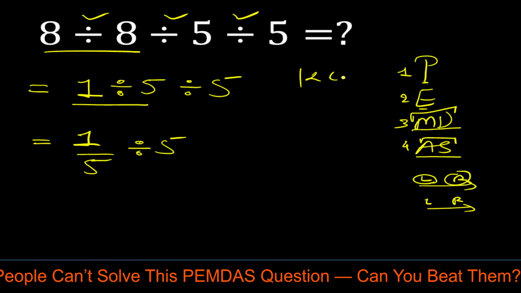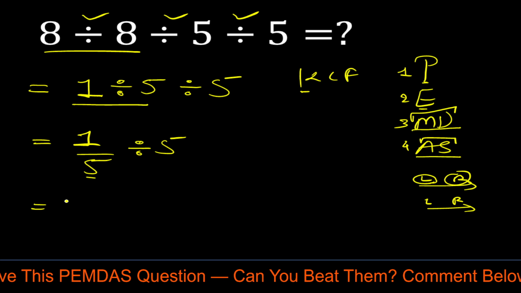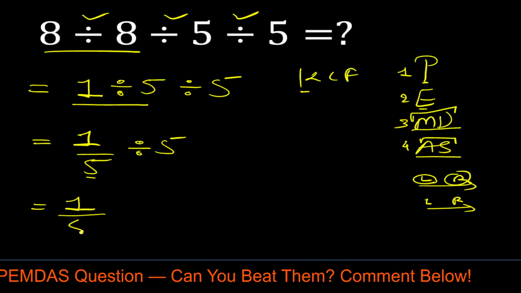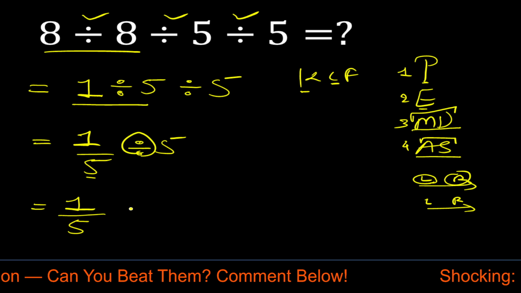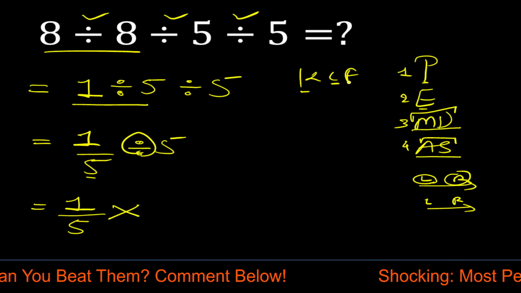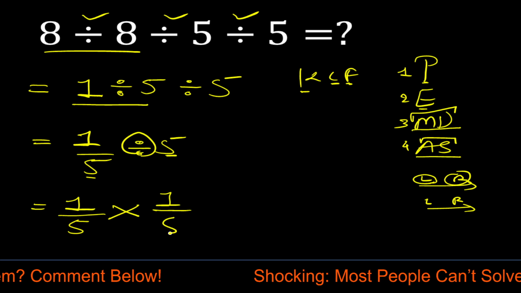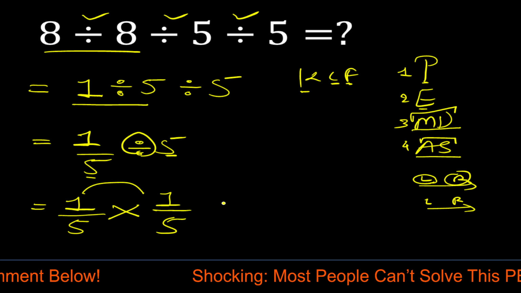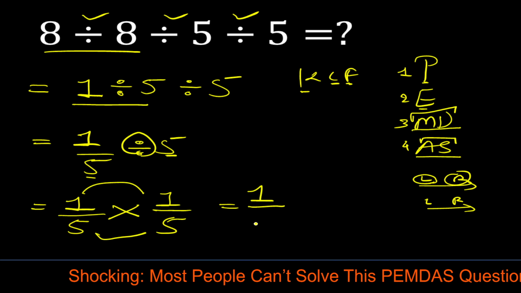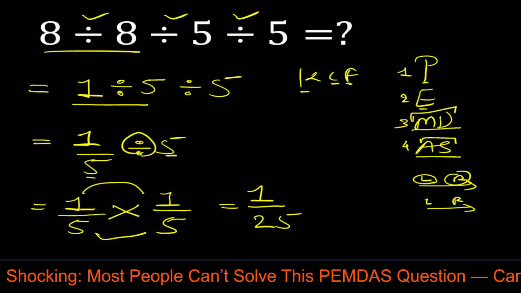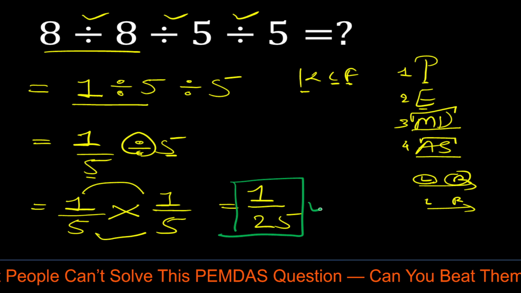Now according to KCF rule, K means keep this first fraction 1 upon 5 as it is same. Then C means change this sign from division to multiplication. And F means flip this second 5 is equal to 1 upon 5, right? Now 1 times 1 is equal to 1. And 5 times 5 is equal to 25, right? So the correct answer is 1 upon 25.